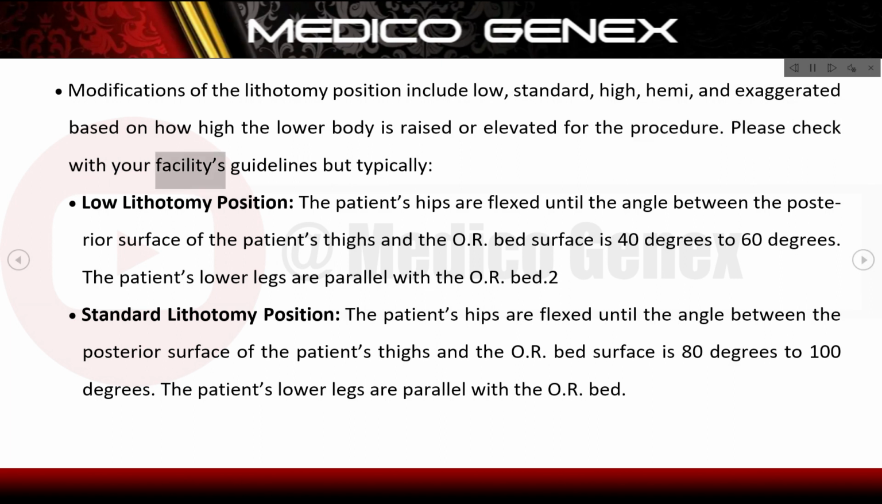Please check with your facility's guidelines, but typically, 1. Low lithotomy position, the patient's hips are flexed until the angle between the posterior surface of the patient's thighs and the OR bed surface is 40 degrees to 60 degrees. The patient's lower legs are parallel with the OR bed. 2. Standard lithotomy position, the patient's hips are flexed until the angle between the posterior surface of the patient's thighs and the OR bed surface is 80 degrees to 100 degrees. The patient's lower legs are parallel with the OR bed.